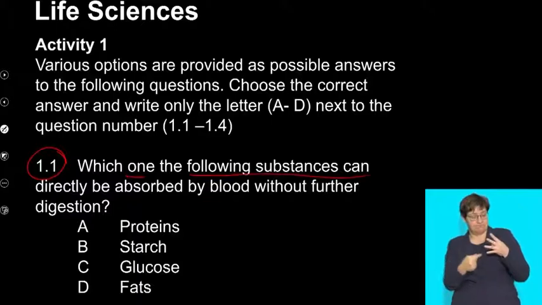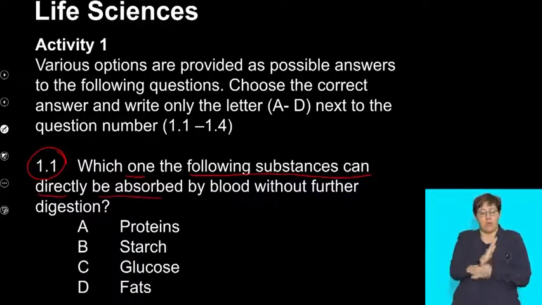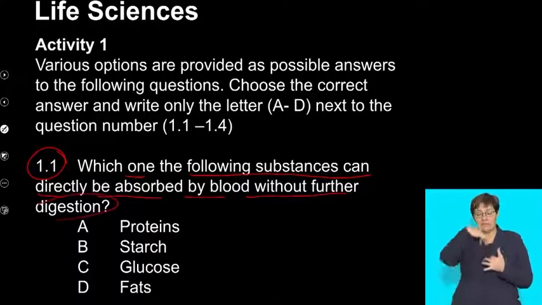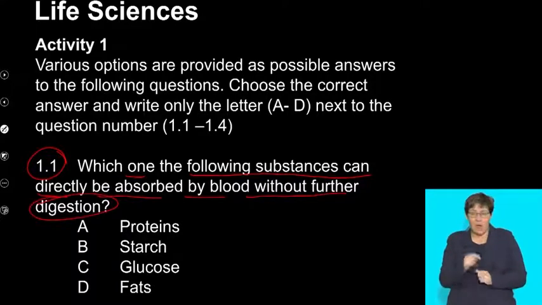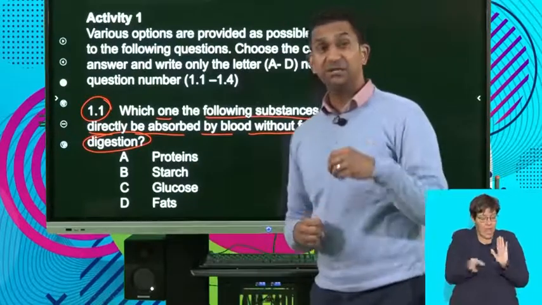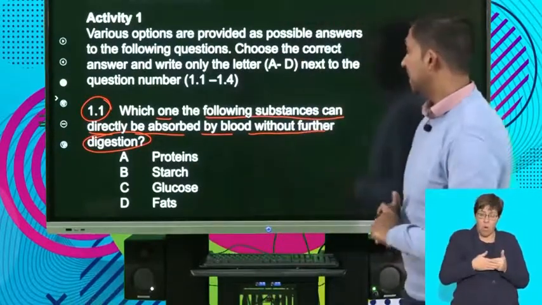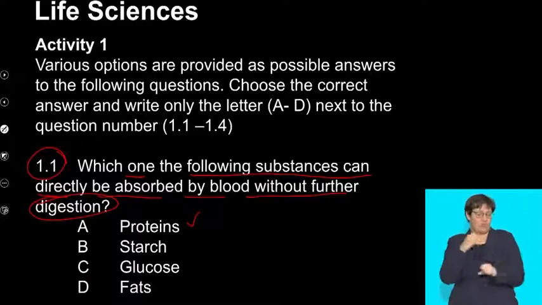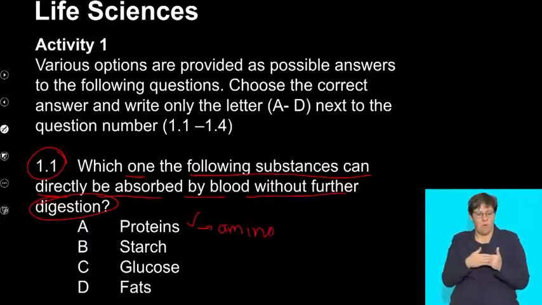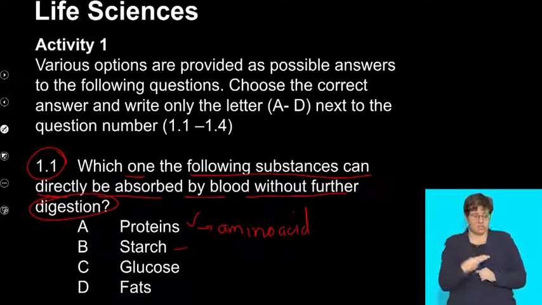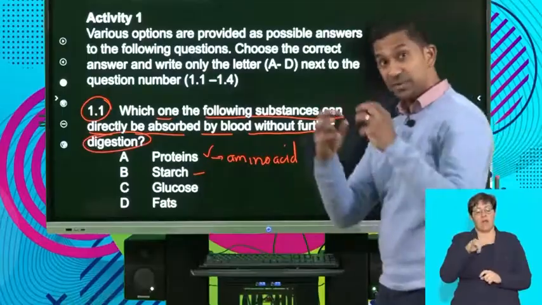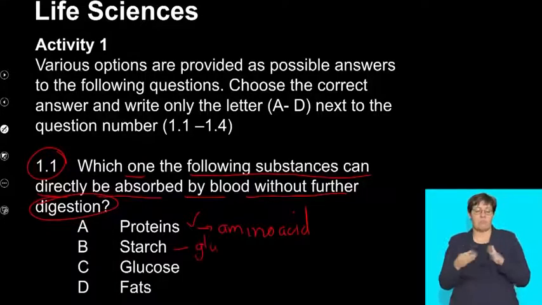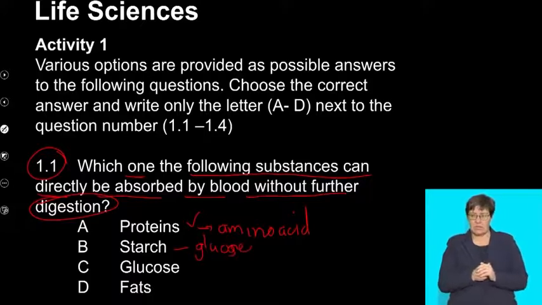Which of the following substances can directly be absorbed by the blood without further digestion? It's quite a tricky question because it refers to a substance that can be absorbed directly without any further breakdown. So guys, we've got proteins, and proteins are complex structures, and these need to be broken down into amino acids. So those have to undergo some form of digestion before being absorbed. The next group is starch. Again, starch is a complex carbohydrate that needs to be broken down into glucose before it is absorbed. So that cannot be absorbed directly.